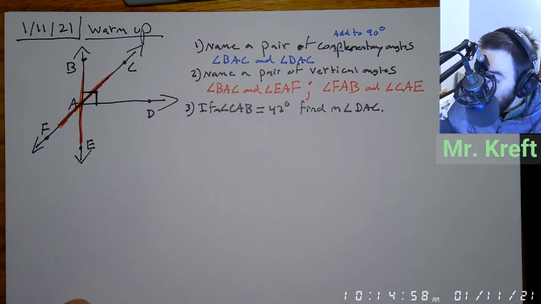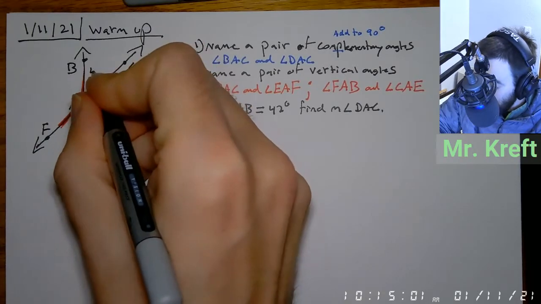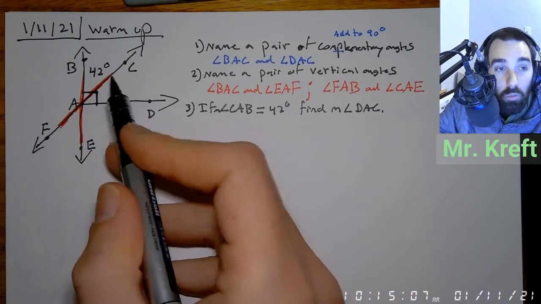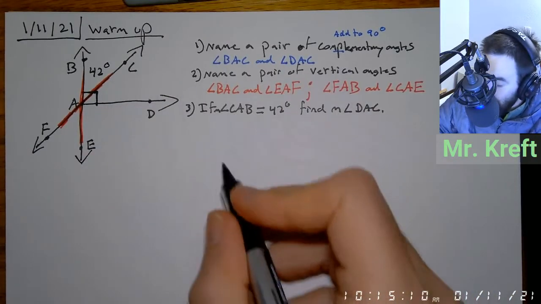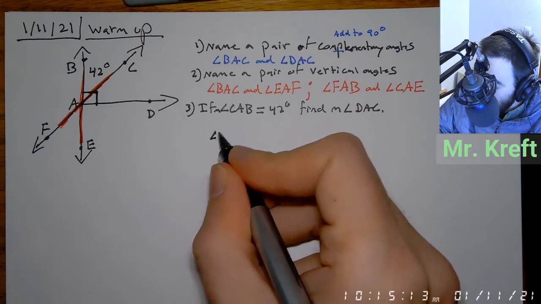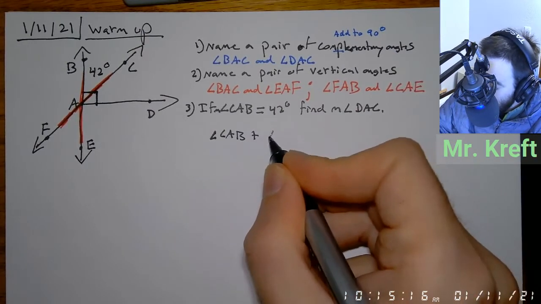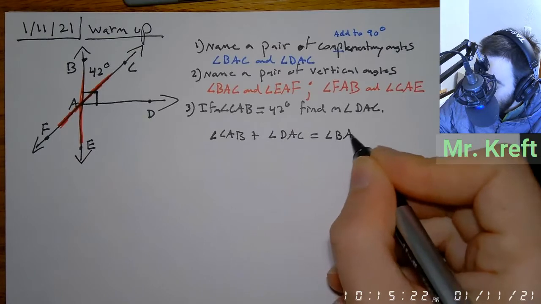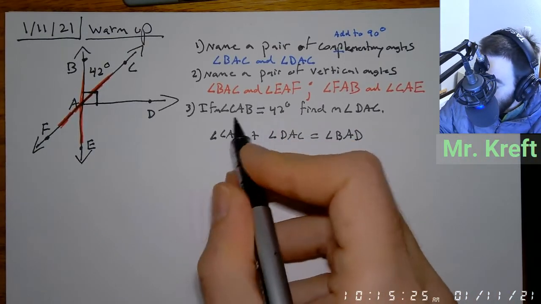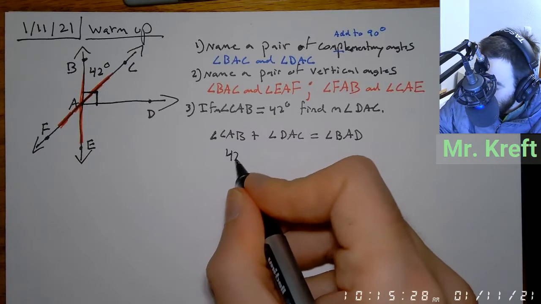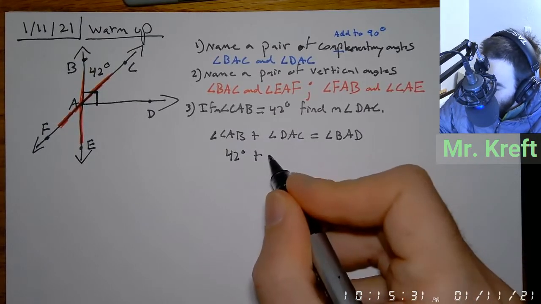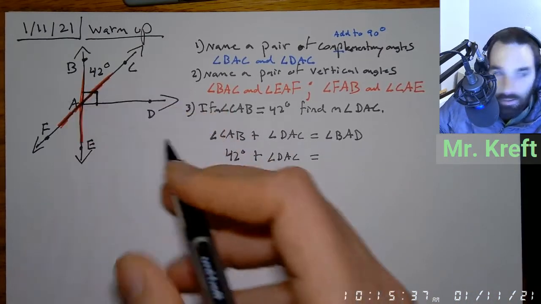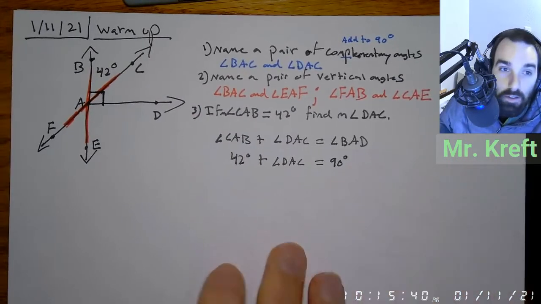And then this last one, it says, well, what if angle CAB is 42 degrees? So if this was 42 degrees, then what would be the measure of angle DAC? Well, if you guys remember earlier, those are complementary angles. So I'm going to know that angle CAB plus angle DAC is going to equal angle BAD. Now, some of you don't like using symbols. So all this means is, well, angle CAB is 42 degrees. We don't know angle DAC. And angle BAD, bad angle, is going to be 90 degrees.